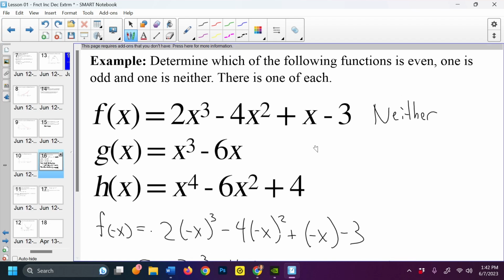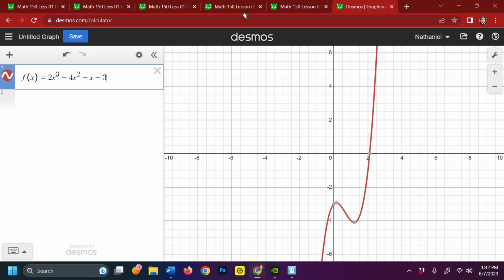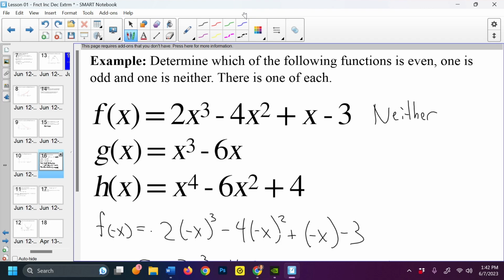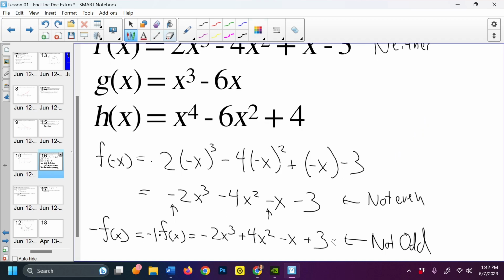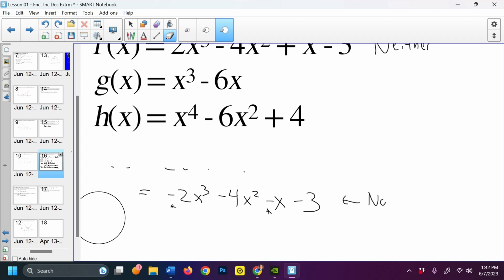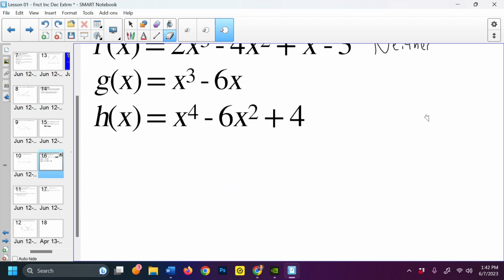When I plug this original into Desmos, we clearly see there's no symmetry about the origin. Good that we get the neither out of the way first. Now I am just going to erase here so that we can see, but I would suggest you keep these in your notes. All right, so I want to do the same thing again.